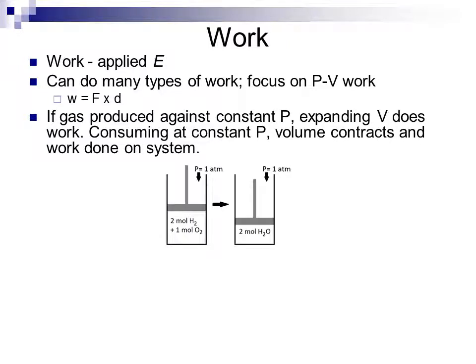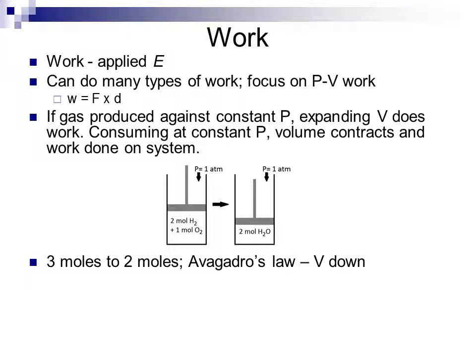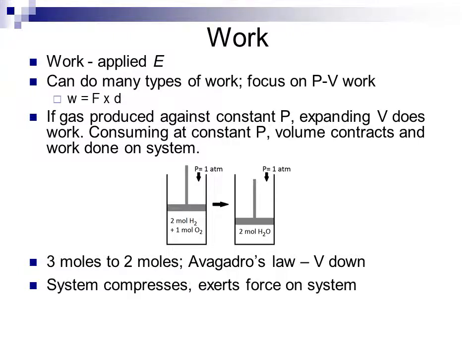If we look at this example here, in the case on the left, if we have 3 moles of gas under a certain pressure being reduced to 2 moles of gas, then the overall volume will contract. Going from 3 moles to 2 moles, according to Avogadro's law, such that volume is related directly proportionally to number of moles, if numbers of moles decreases, then volume will decrease proportionally. As the system compresses, the surroundings exert force on that system.